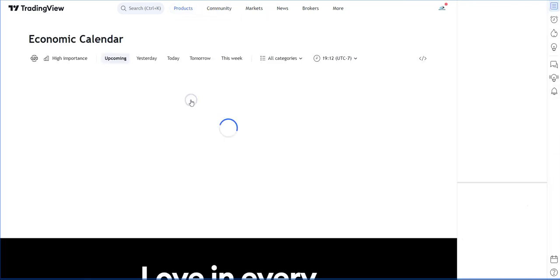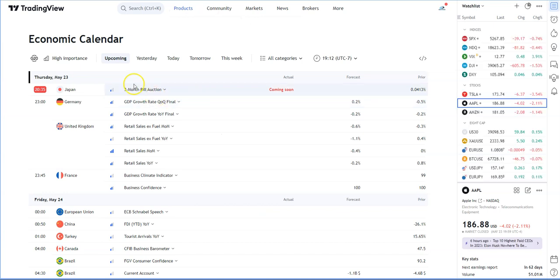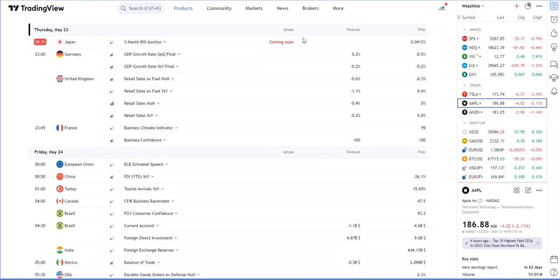Let's go to the economic calendar. And I believe they moved it. This is the new format, what it looks like. But these are the things that we look at on the Forex Factory, like what's going on. Japan right here coming soon, 3-month bill. So we can read these things right here and see. It's just like the Forex Factory, but it's a little smoother, I believe, to read.